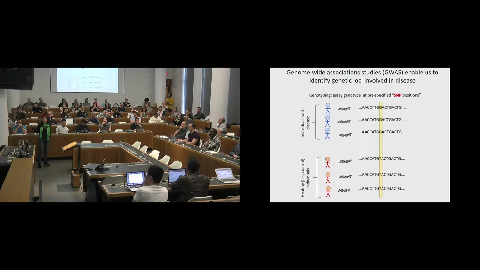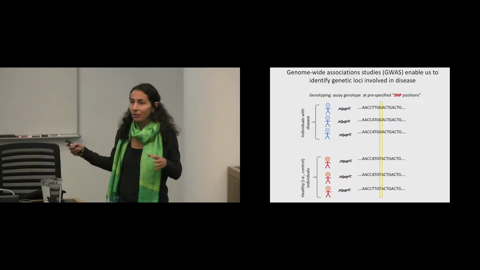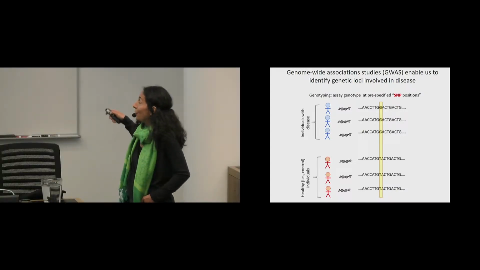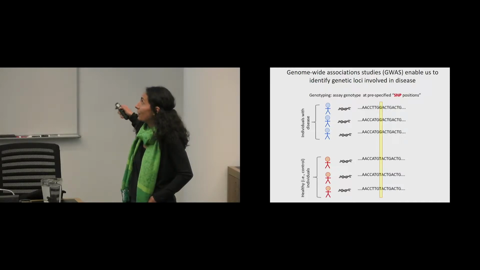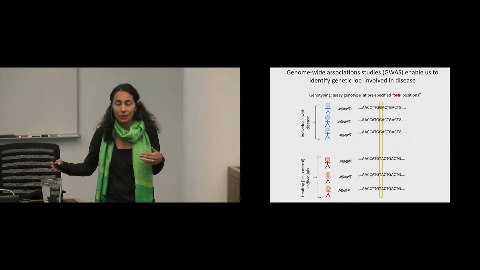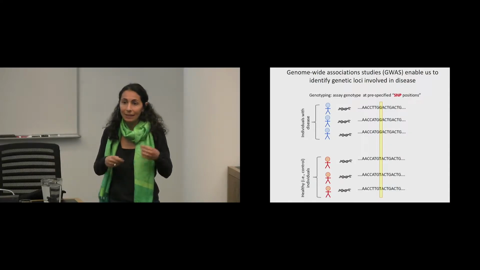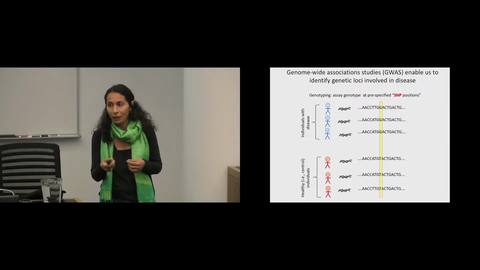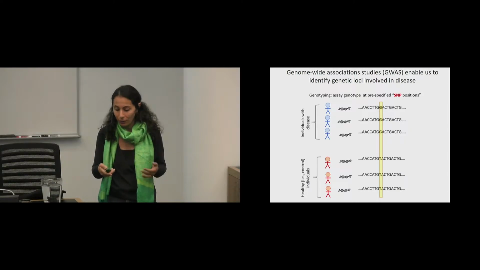And what you do in these kinds of studies is that you genotype individuals, and you typically have two groups, your individuals with a disease of interest and your healthy group, and then you scan across the genome to try to find SNPs that have differences in allele prevalence in cases and controls.